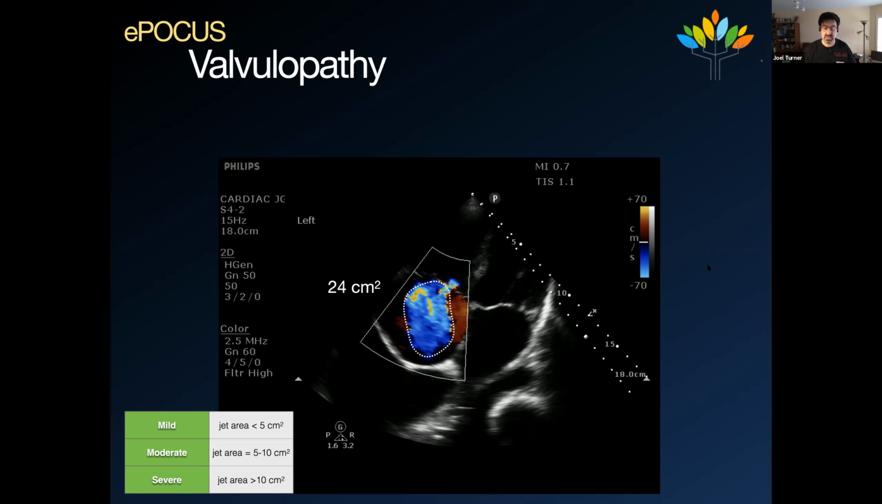associate this with the patient's symptoms. And again, if you wanted to go further and identify whether or not this person had some right-sided failure or some pulmonary hypertension, you need to do some pulse wave Doppler to identify the speed of that jet going back into the right atrium.